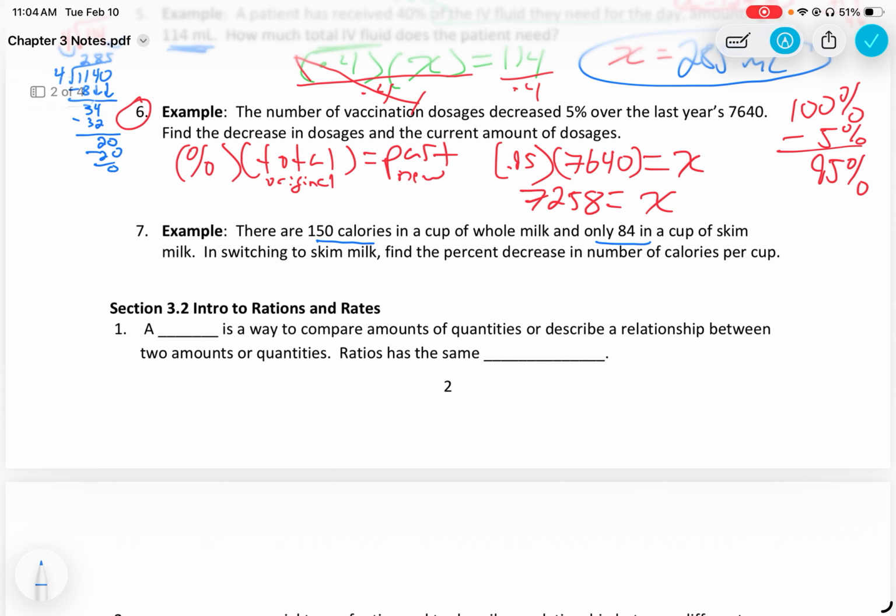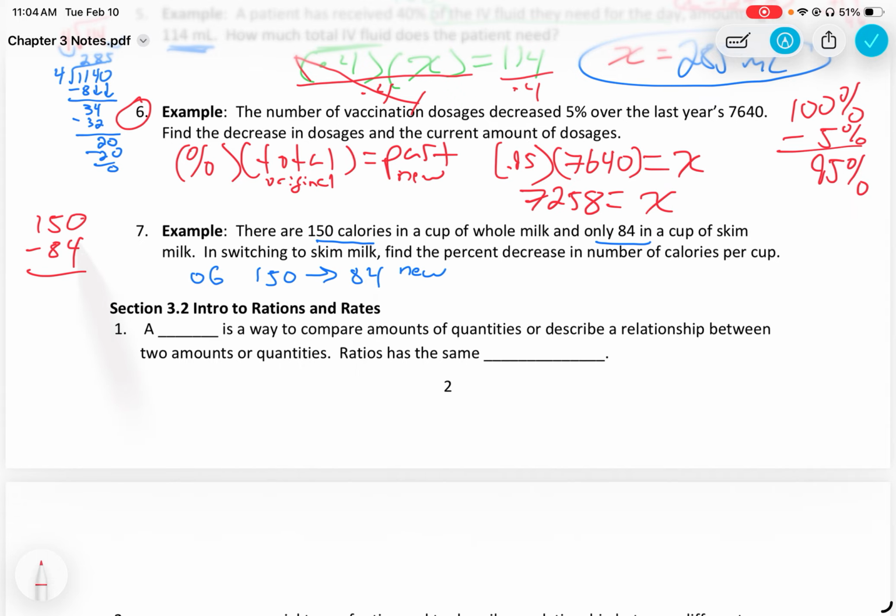So we're going from whole milk to skim milk. So my original, I'm going to say my OG is 150. My new is 84. So I need to find the change. What's my change? I can always subtract to find change. 150 minus 84 will let me know how far down I went.